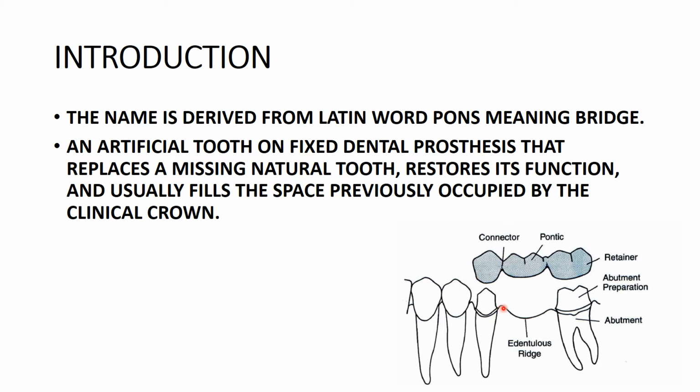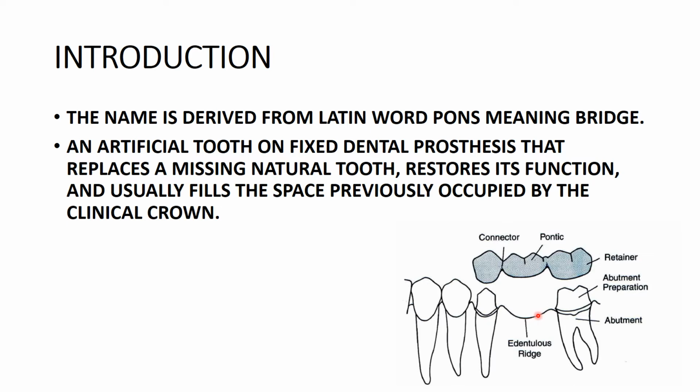Now what is the definition of it? A pontic is an artificial tooth. Over here, this is your edentulous space. So this is the artificial tooth on the fixed dental prosthesis that replaces a missing natural tooth. Over here there was a natural tooth which was present, so this pontic is replacing this natural tooth.